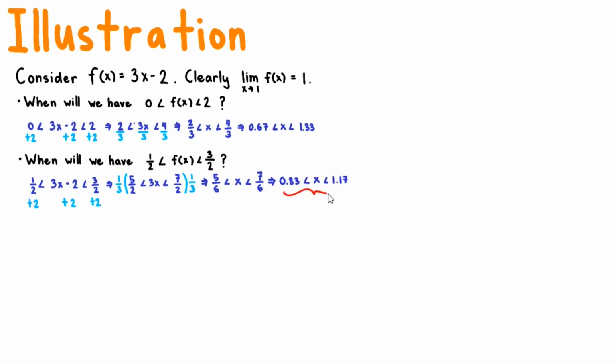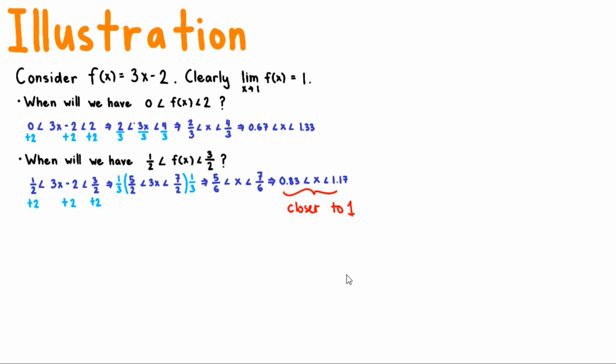So again, this interval contains values close to 1. In fact, it is closer to 1 compared to the first one. This out here is also closer compared to 1.